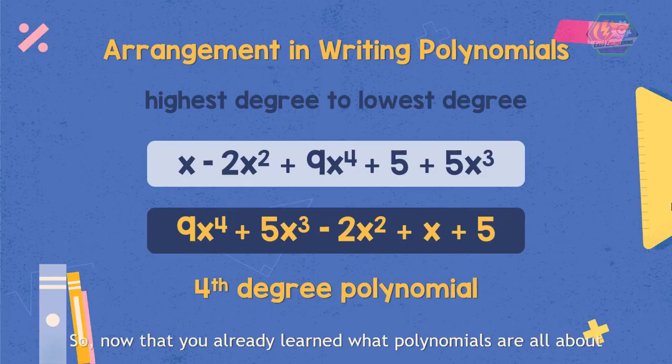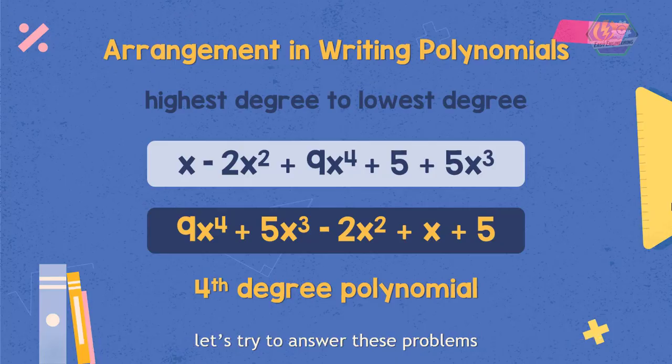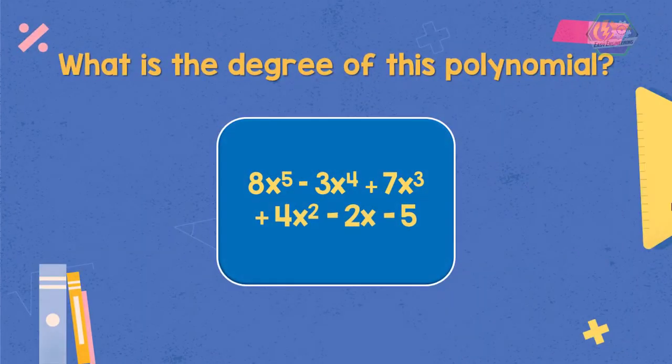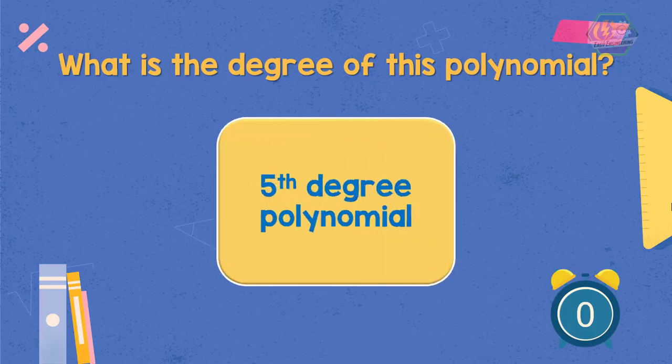So now that you already learned what polynomials are all about, let's try to answer these problems. What is the degree of this polynomial? 8x to the power 5 minus 3x to the power 4 plus 7x cubed plus 4x squared minus 2x minus 5. Correct. This is a 5th degree polynomial.